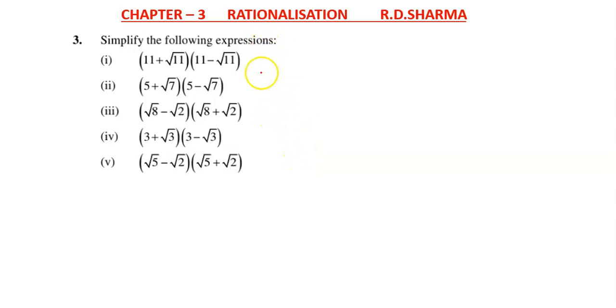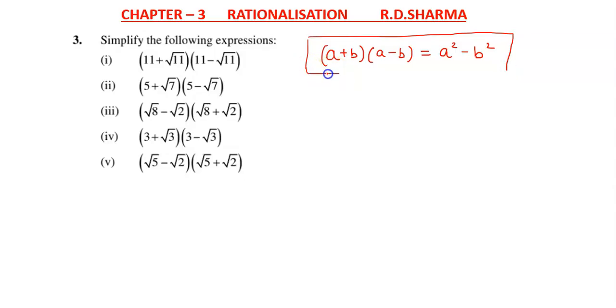Alright, so I'm starting with this first question. Question 3, simplify the following expressions. First one is (11 plus root 11) into (11 minus root 11). Students, I've been telling this formula again and again: (a plus b) into (a minus b) is equal to a square minus b square. So remember this, very important. (a plus b) into (a minus b) is equal to a square minus b square. So starting with the first question.